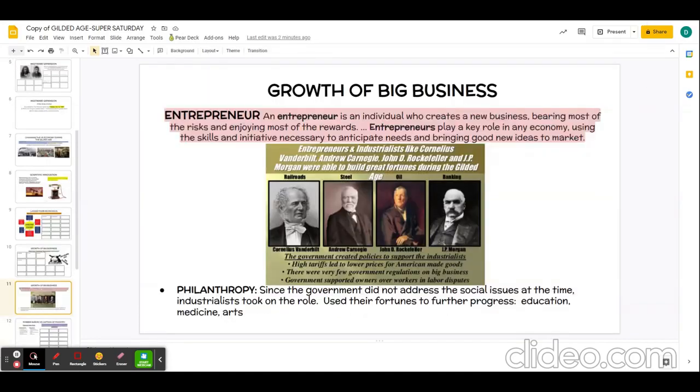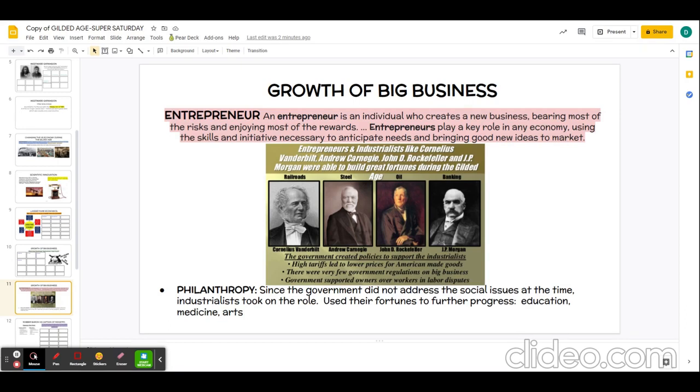With the rise of big business in the Gilded Age, we need to remember these two vocabulary terms, entrepreneur and philanthropy. Entrepreneurs were any of those individuals who created new business, kind of taking those risks, but also reaping the rewards. And the four rich dudes or entrepreneurs of the Gilded Age were Cornelius Vanderbilt with the railroad, Andrew Carnegie with steel, John D. Rockefeller with oil, and J.P. Morgan with the banking industry.